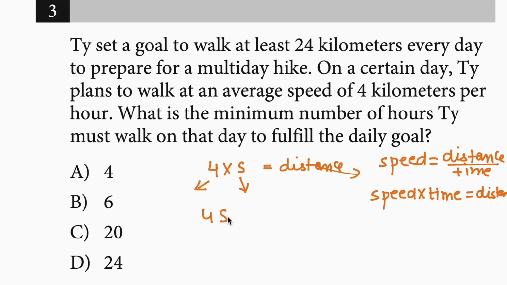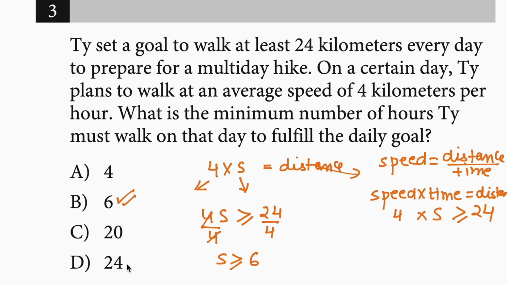So 4s has to be greater than or equal to 24, because at least 24 means minimum 24. Now dividing by 4 on both sides, s has to be greater than or equal to 6. And what is s? The number of hours. So s can be greater than or equal to 6. So B is the right option.